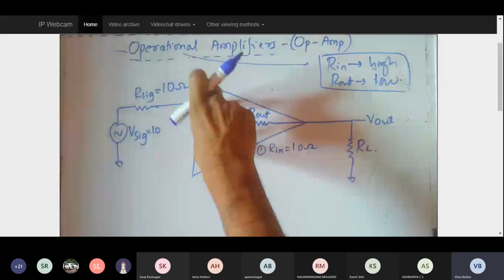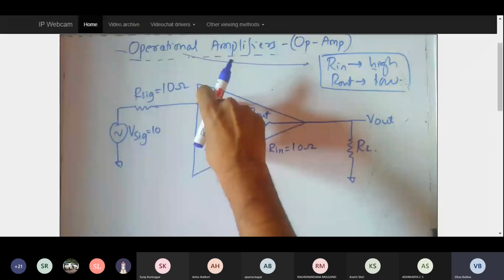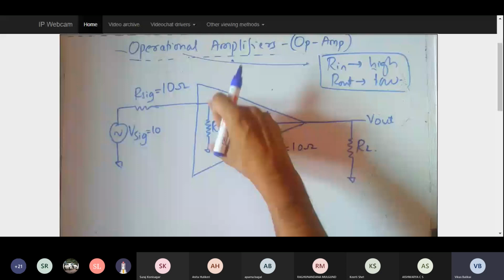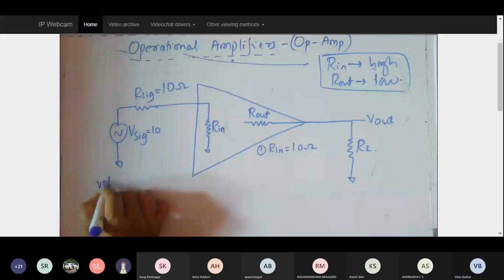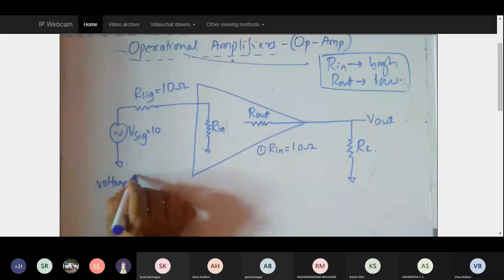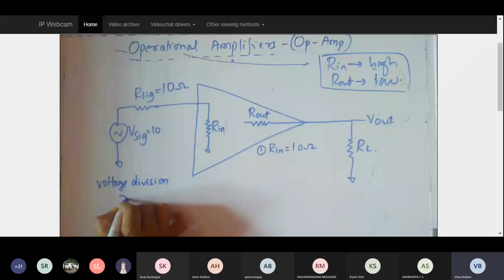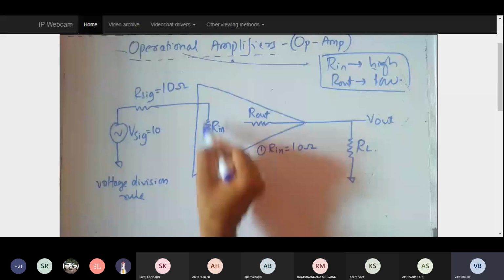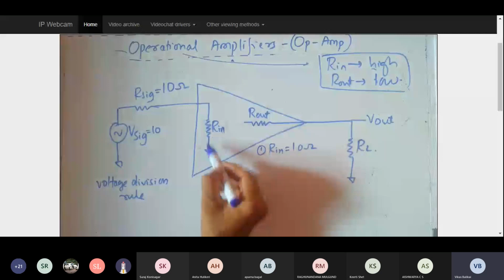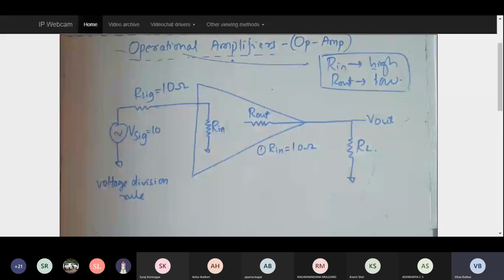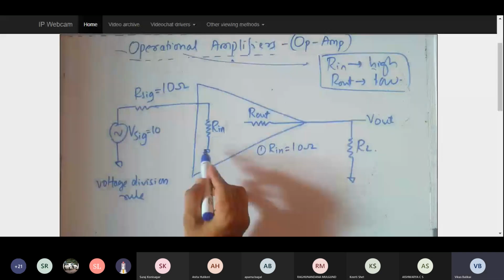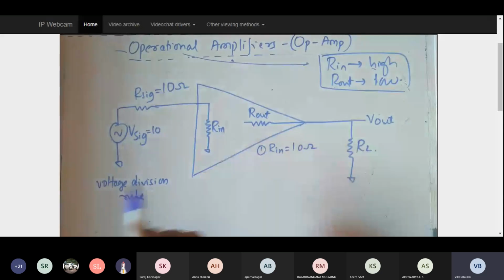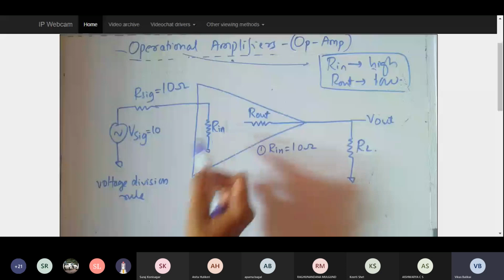And in order to see what voltage is entering exactly here, I should be using some sort of voltage division rule to find out what voltage is entering my op-amp, or what voltage gets dropped at Rin when you give an input of 10 volt. Whether 10 volt actually enters the input of my amplifier depends on this resistance, which will play a crucial role. How am I going to perform the voltage division rule?